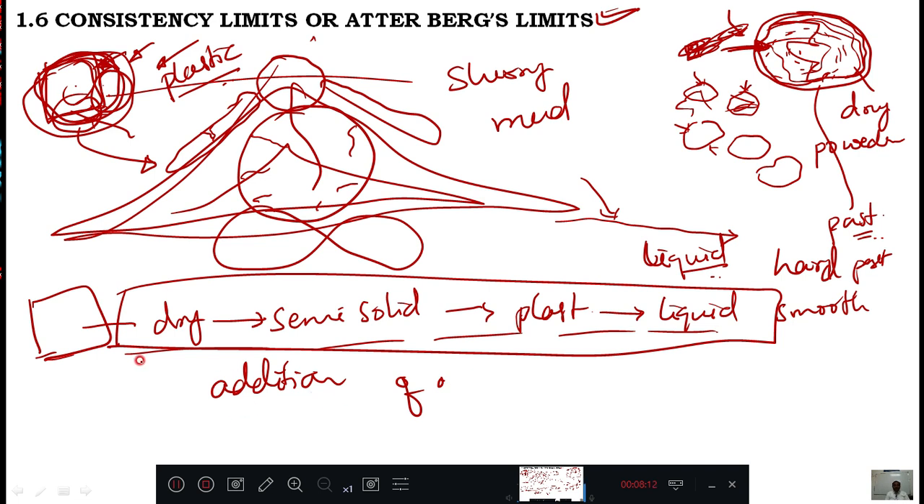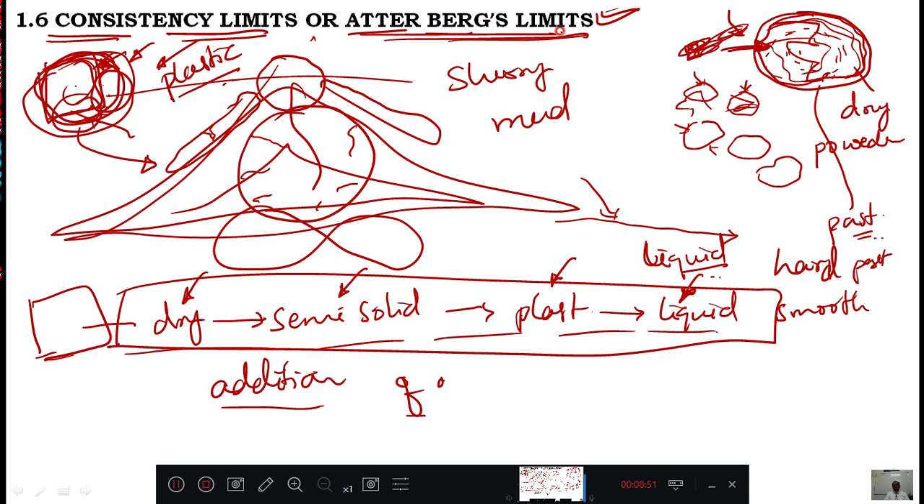This study of change in the behavior of soil when water is added is called the consistency of the soil. Then understanding at what point it is behaving like dry, at what point it is behaving like semi-solid, at what point it is behaving like plastic, at what point it is behaving like liquid, those limits are called consistency limits. This entire experiment was first studied by Atterberg, a scientist's name. Therefore, that is called Atterberg limits.